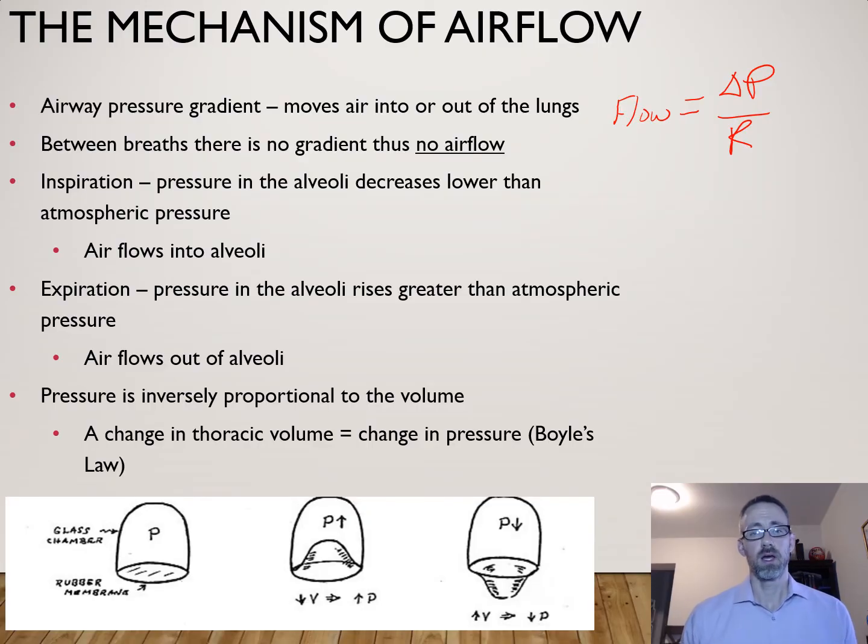Okay, inspiration. The pressure in the alveoli has to decrease. Remember, if I want air to go into my lungs, that means the pressure inside my lungs has to decrease. Now I've set up a pressure gradient, so air will flow from the atmosphere into my lungs. So that's what inspiration is all about: how do I create that negative pressure? And that's what the muscles do.